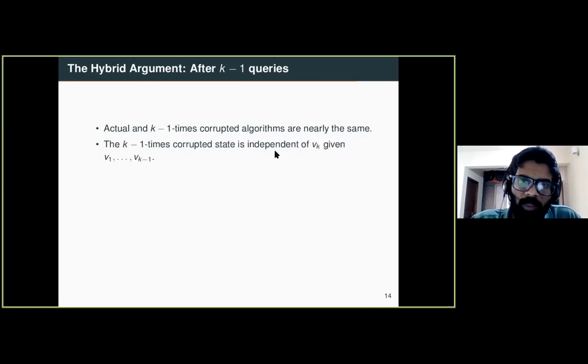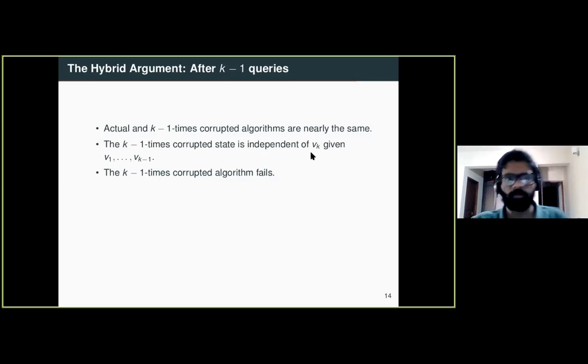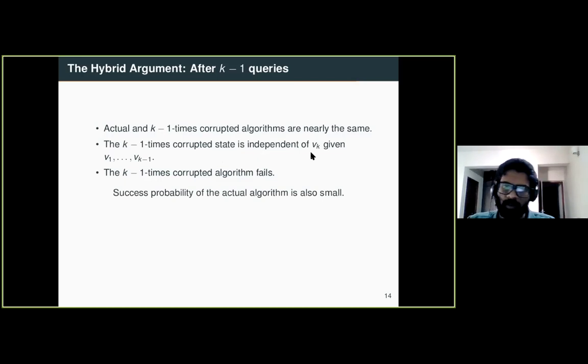And the k-1 times corrupted algorithm has a state that's independent of vk. It didn't have any oracle that had access to vk. So with the k-1 corrupted oracle calls, you won't be able to output a point that is epsilon optimal. And therefore your original algorithm would also have failed. So that's a very quick run through of the hybrid argument.